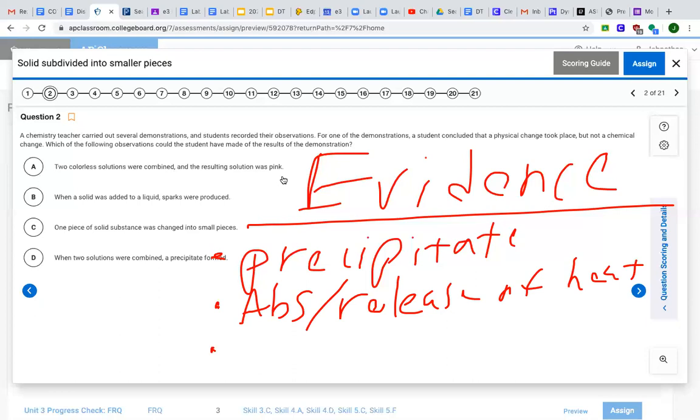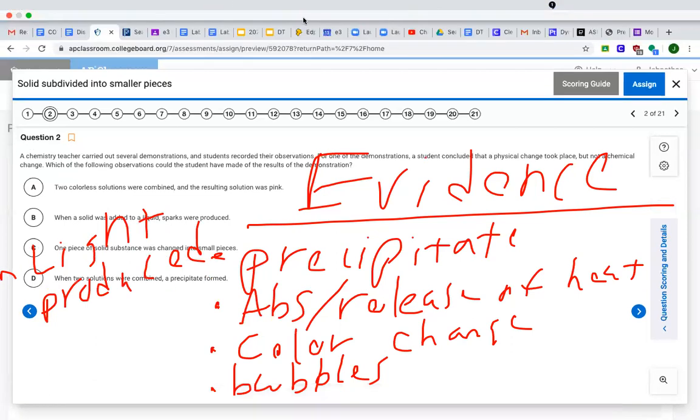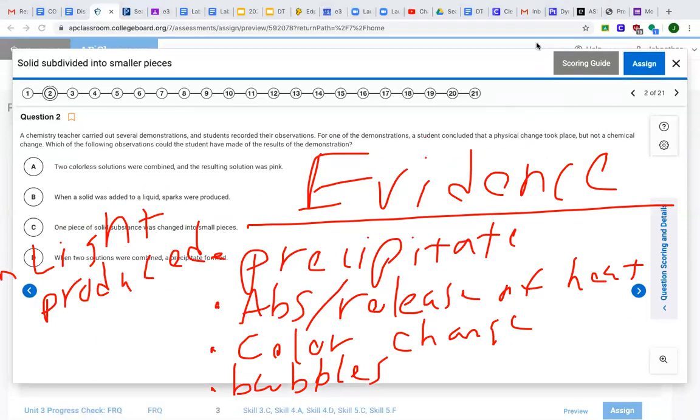And you could have a color change. You could have bubbles. Light produced. What else? What are some other pieces of evidence for a chemical change?